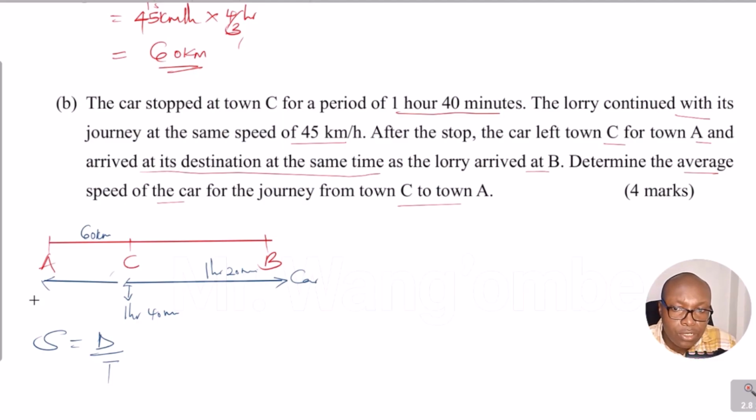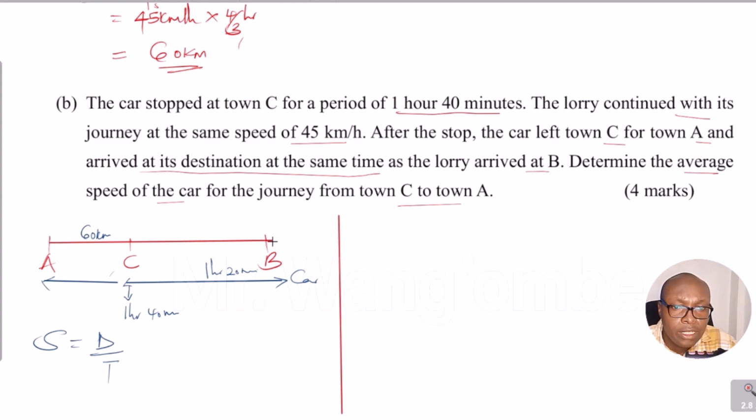Now what is going to help us to get that time? We will be helped by this statement here: the lorry continued, the lorry did not stop. It continued at the same speed of 45 kilometers per hour. And another thing that is going to help us is that after the stop, the car left town C to A, and it arrived at its destination at the same time as the lorry arrived at B.